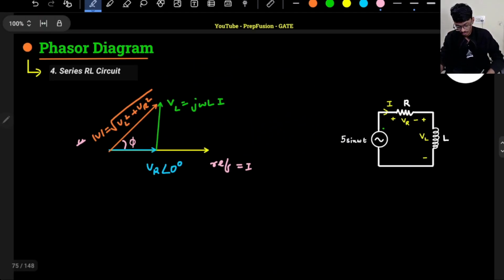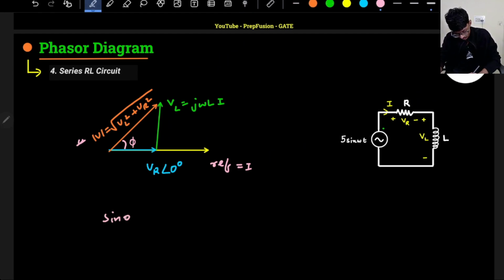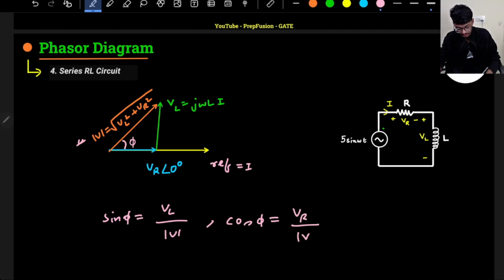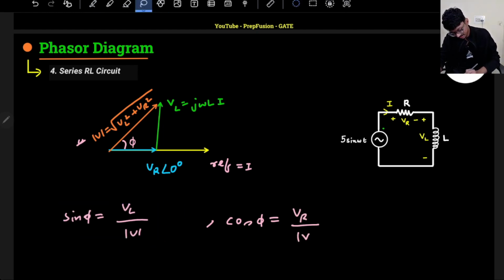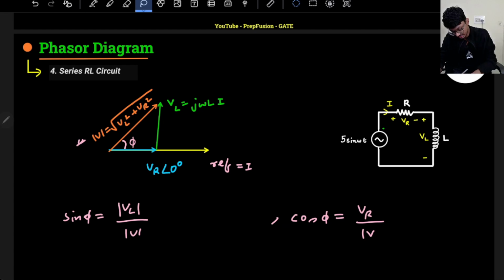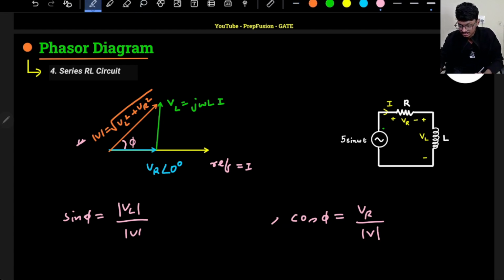So what is phi? This is a right angle triangle, right? So I can write sin phi equals what? Height upon hypotenuse. Height is VL upon hypotenuse, that is the magnitude of V. Or you can write cos phi is base upon hypotenuse. Base is VR upon the magnitude of V. Here VL and VR are the magnitudes, I'm talking about the lengths of the sides of a triangle, right? So I'm talking about the values, not their signs or their angles.